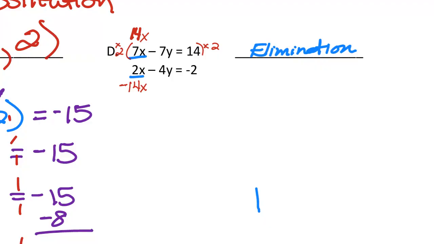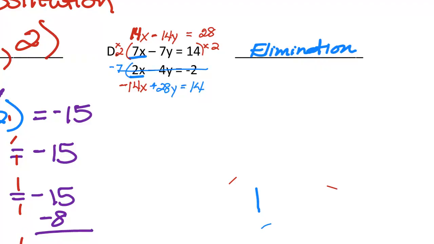So I'm going to go ahead and do that. 2 times 7 is 14x. 2 times -7 is -14y. And 2 times 14 here is 28. Down at the bottom, I have to multiply this second equation by what? How much? -7. So -7 times all of those, -7 times -4 is positive 28y, and -7 times -2 is positive 14.